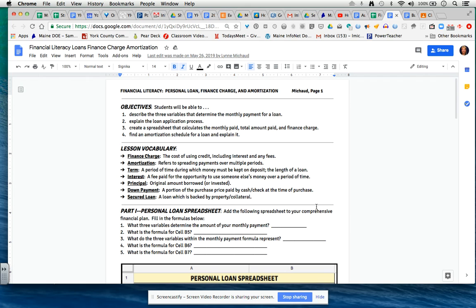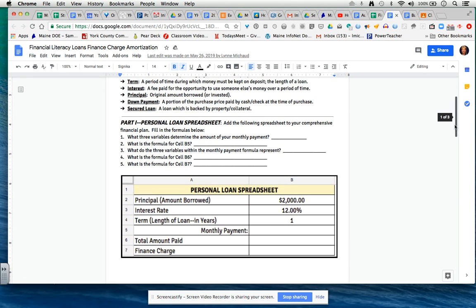So if you go to Google Classroom, you will see this handout, so you should open this up. And so what we're going to do is create this personal loan spreadsheet. And there's an expectation here that you apply past knowledge to new situations. So we already did a car loan spreadsheet.